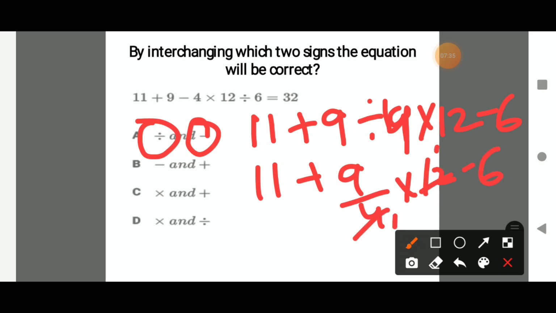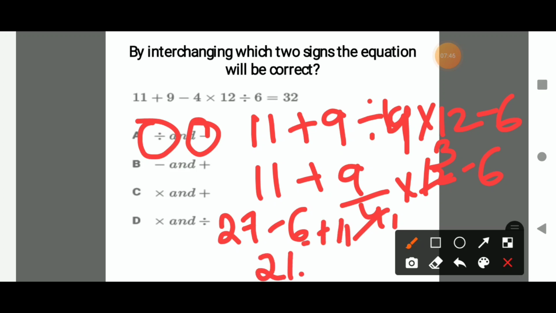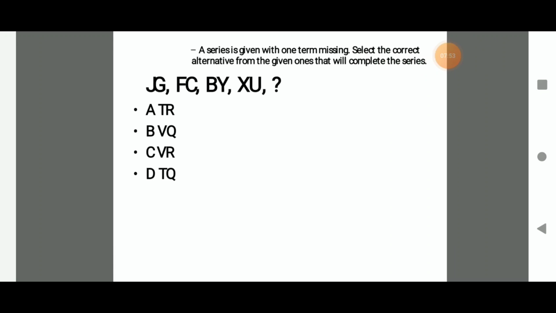9, 4 1s are 4, 3s are 9, 3s are 27. 27 minus 6 plus 11. 27 minus 6 is 21. 21 plus 11 is 32. So option A will be the correct answer to this question.